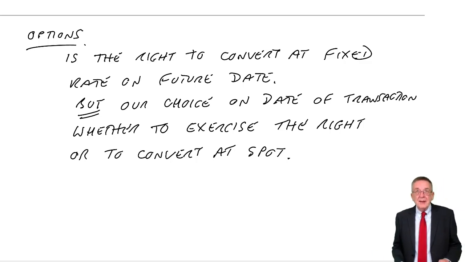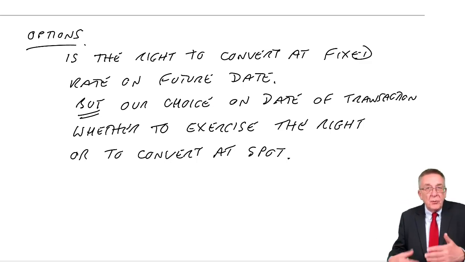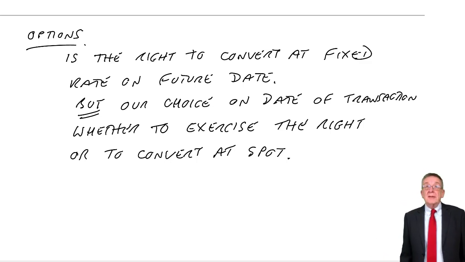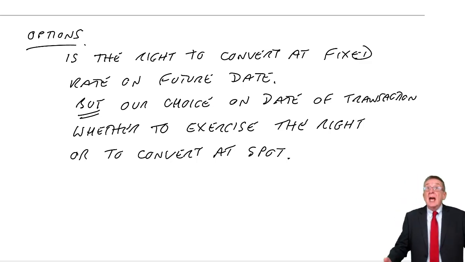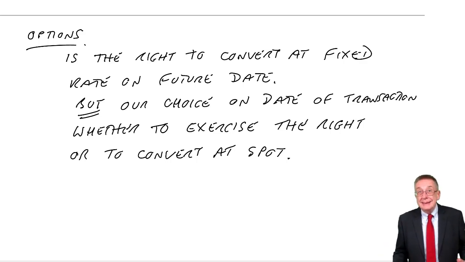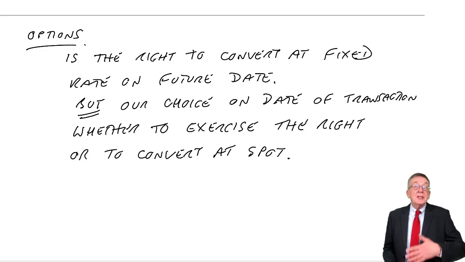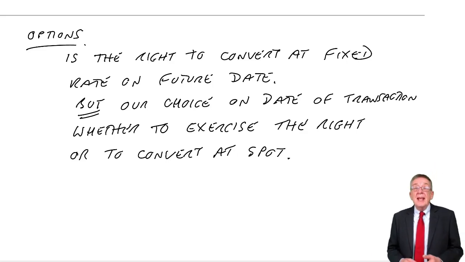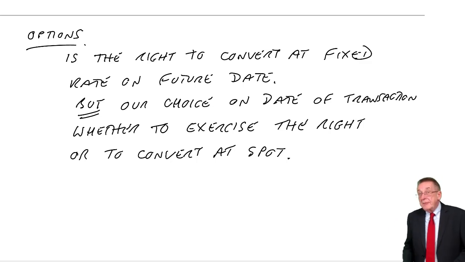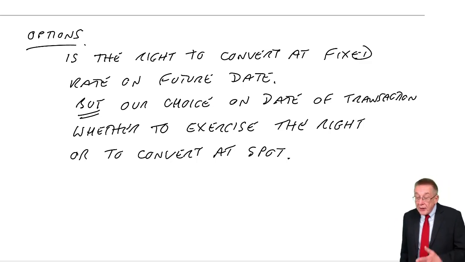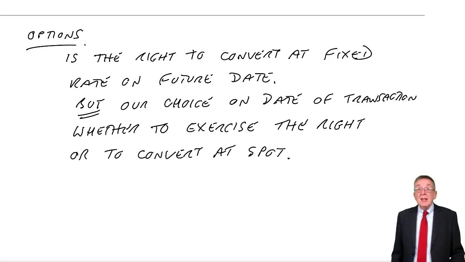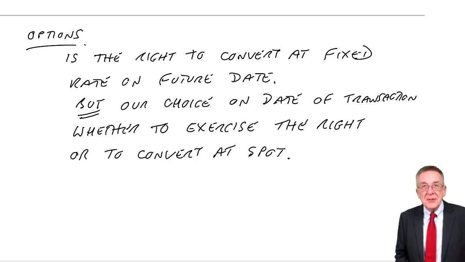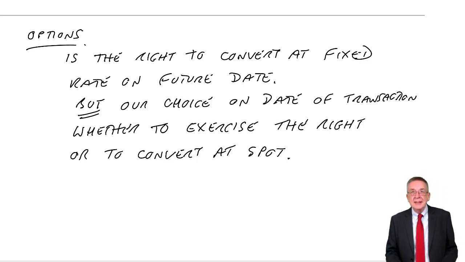Which is brilliant. If the spot's moved against us, if it's gone worse, fine. We've got the right to convert at a fixed rate and we'll use it. But if the exchange rate has moved in our favour, and its spot rate is better, then we'll convert at spot and we just throw away this option. With forward rates, you have to convert at the agreed rate. With options, it's your choice. You do whichever is better. So, of course, you can only win, you can't lose, which seems too good to be true.